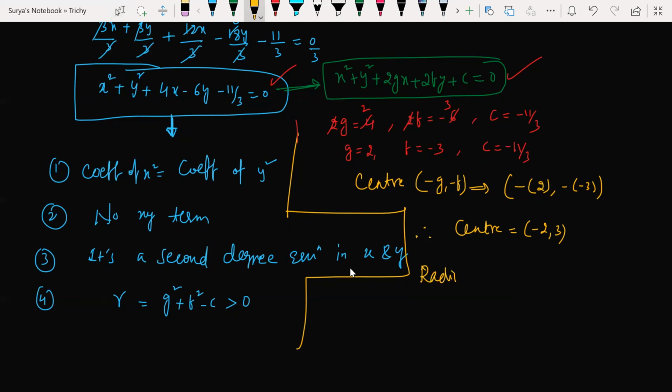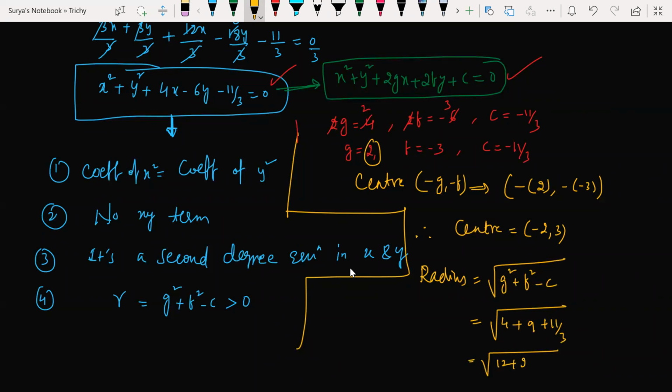Yes, sir. Radius. What is the radius formula? What was the radius formula? Root of g square plus f square minus c. What is the g square here, beta? 2 square, which gives me 4, plus f square, minus 3 square, 9, minus what is the c value? Minus into minus is plus, so 11 by 3. Now, see what I need: 3 2s are 4, 3 4s are 12, 3 9s are 27, plus 11 by 3.